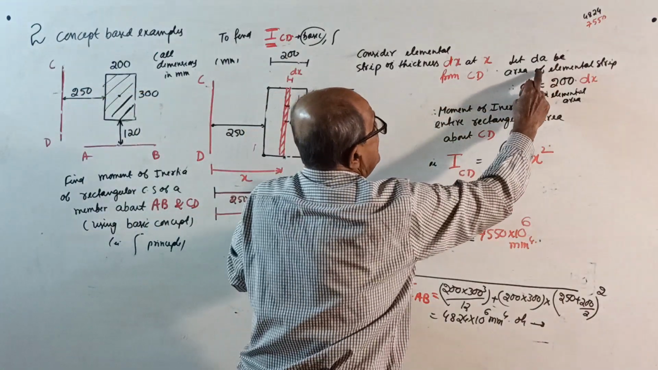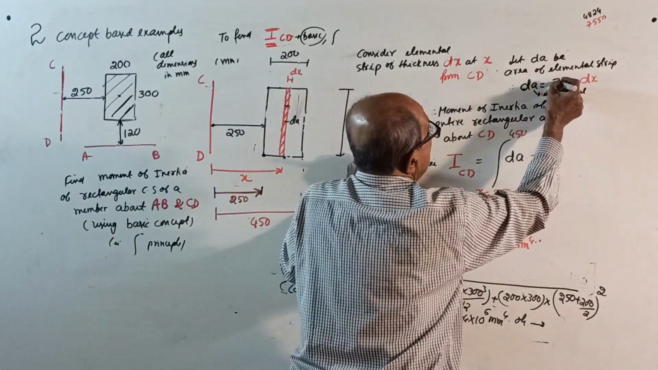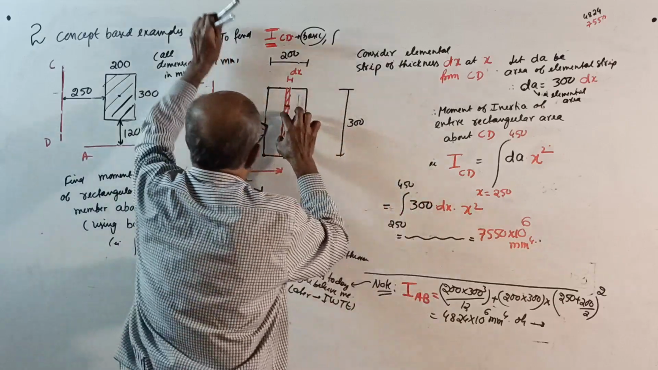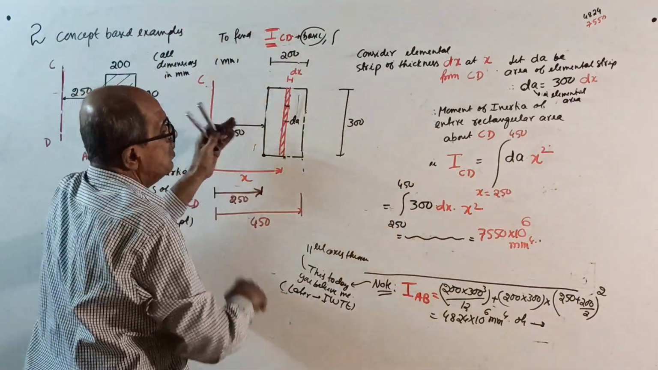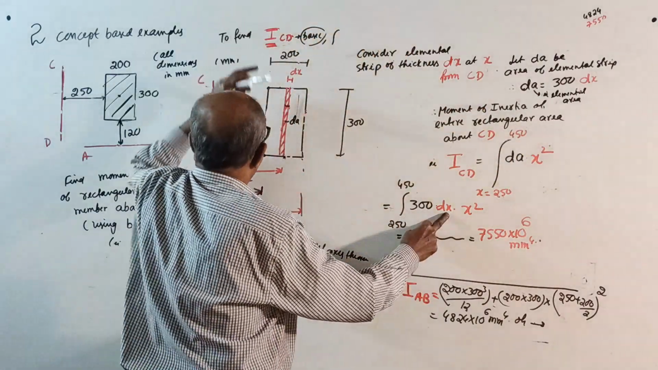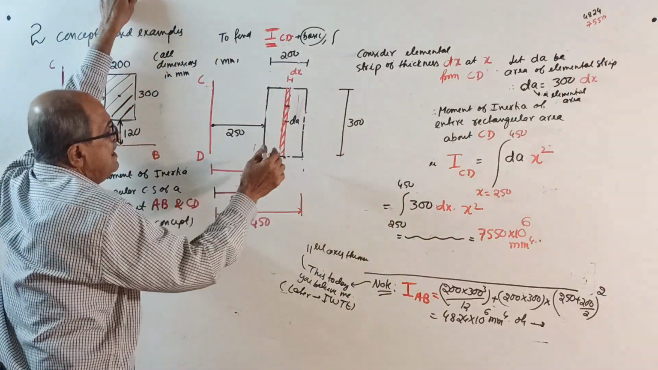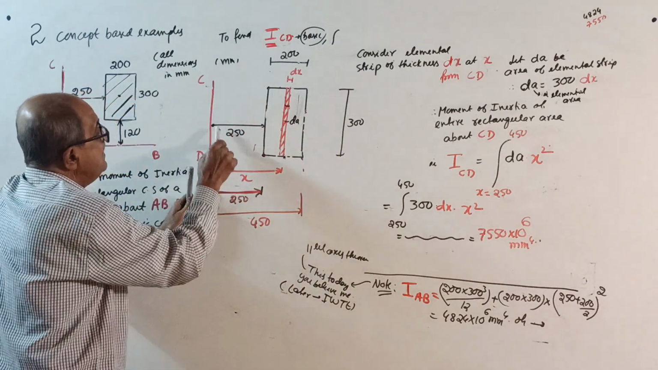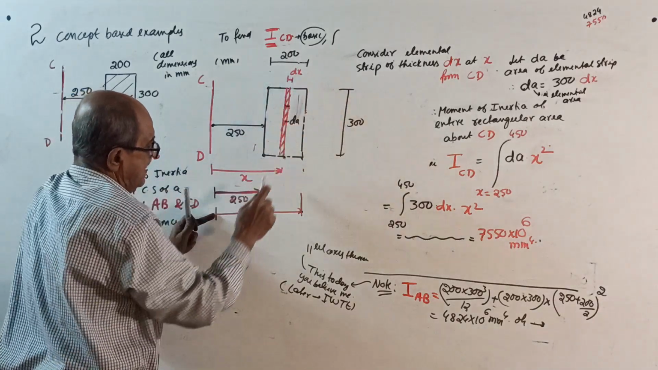Then let dA be the area of the elemental strip. It is 300 into dx. Oh, see, I forgot it. I did not change it. Okay. The area of the strip is now 300 into dx, dA. So I about CD equals integration of dA into x square, that is 300 dx into x square. Integration limits: our rectangle starts here, ends here. So the starting point of the rectangle from CD is at 250. The ending point from CD is 250 plus 200, that is 450.